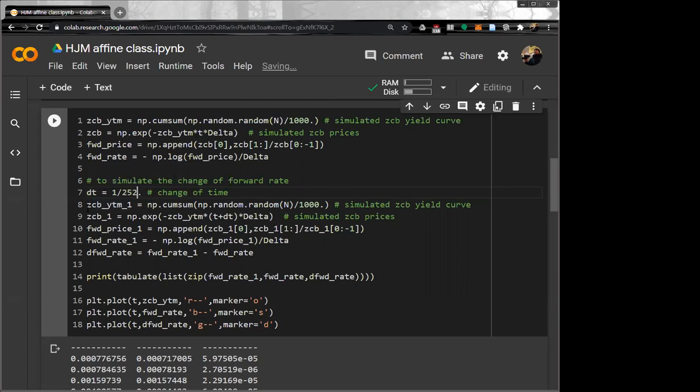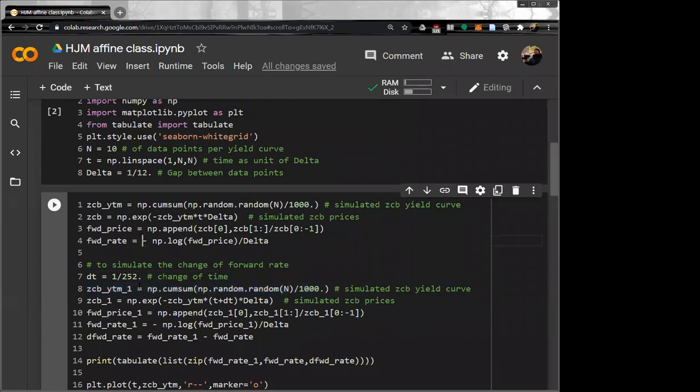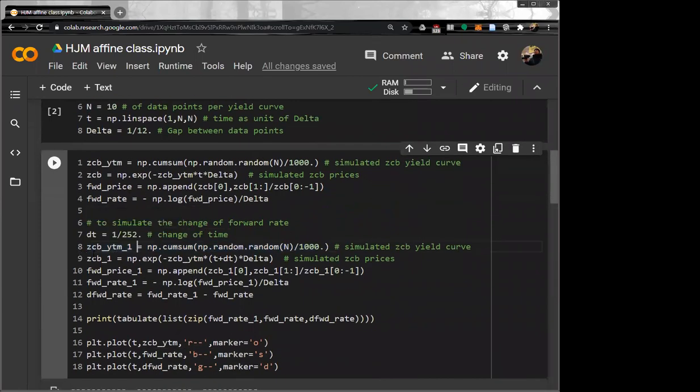And then next, tomorrow's zero coupon yield. Now I did the same thing again. So it is today's data, and now it is tomorrow's data. I simply simulated tomorrow's zero coupon price. And now, of course, I will add T plus DT over here, right? No, I don't think I need a DT over here. So actually, I don't need this one. It shouldn't be over here.